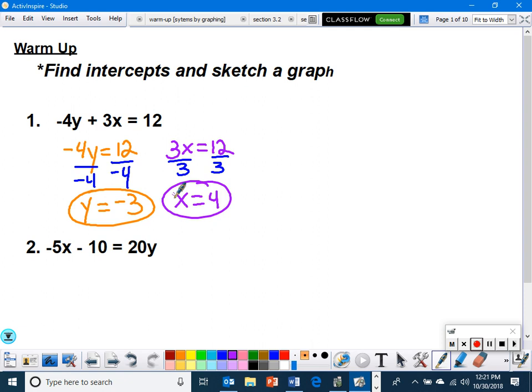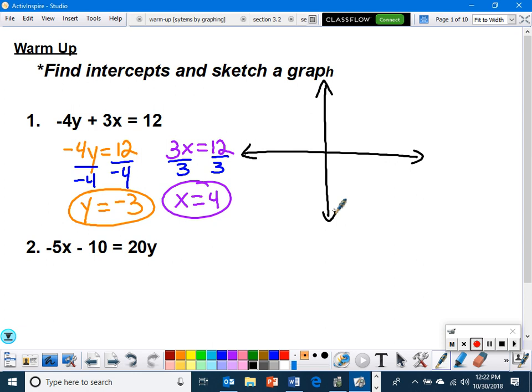All right, now we're going to sketch the graph, so we're going to draw an x and y axis. At any time, if I'm going too fast, just pause the video. Again, if I'm going too fast, pause the video, catch up, and then continue playing the video.